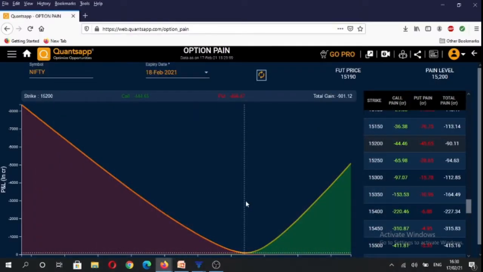So if we start by analyzing option Maxpain data, you will see that for 18th February weekly expiry contract, the Maxpain level is at 15,200 level. So 15,200 level at Maxpain just tells us that if market was to expire at 15,200 level, in that scenario, option buyers are going to suffer the highest amount of losses, and option writers are going to suffer the least amount of losses. As we all know, majority percentage of options expire worthless on expiry day.